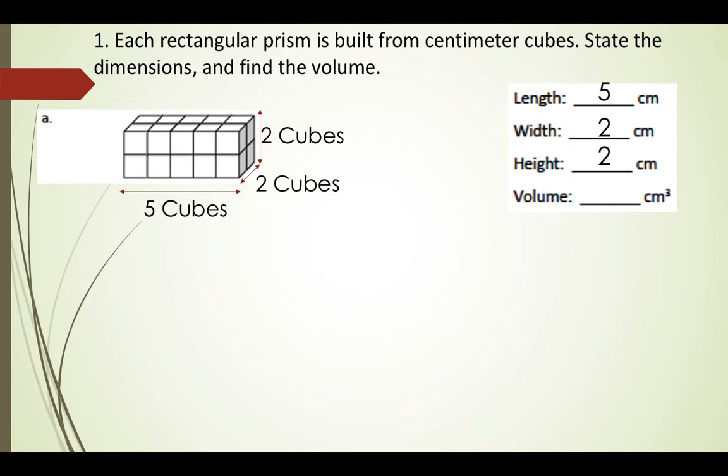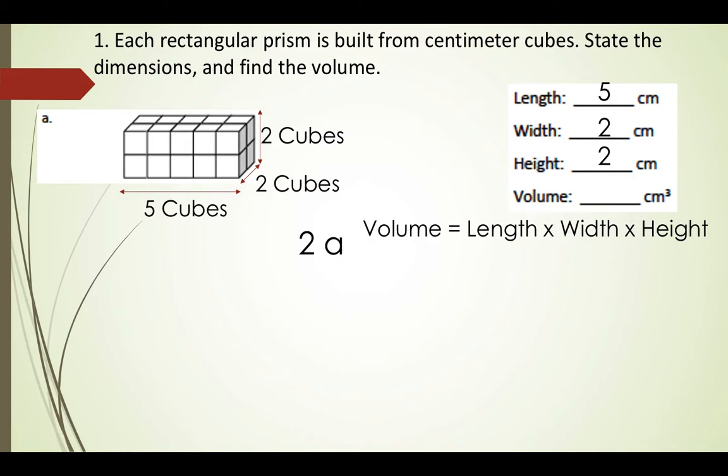While you're doing 1A, you can actually fill in number 2 as well, because number 2 is talking about filling in the formula for volume. The formula for volume we know is length times width times height. So to find the volume of A, we take our length, our width, and our height, and we multiply them. We took our length of 5, our width of 2, and our height of 2, and we multiply it. So you can multiply 5 times 2, 2 times 2.